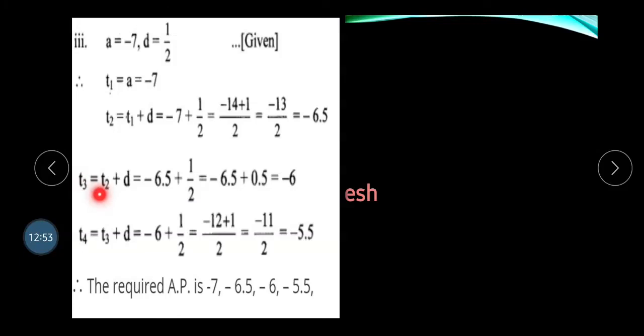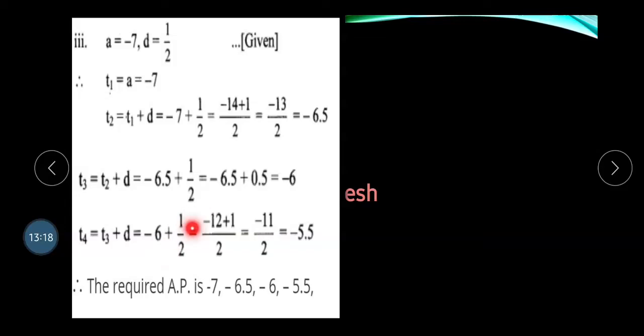Third term we will get by adding the second term plus the difference. So minus 6.5 plus 1 upon 2. 1 upon 2 we can write as 0.5. So by solving it, we will get minus 6. Fourth term we will get by adding minus 6 and the difference, that is third term plus the difference.